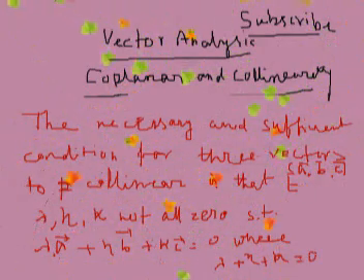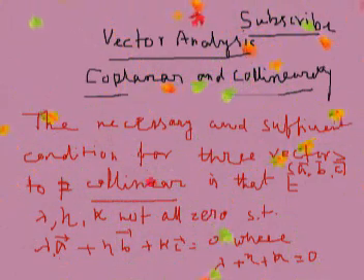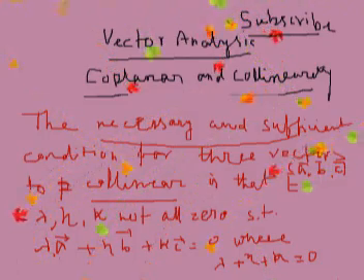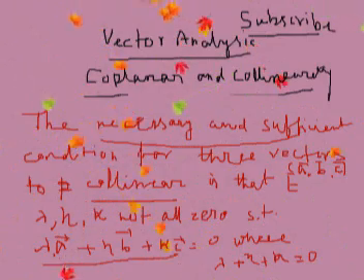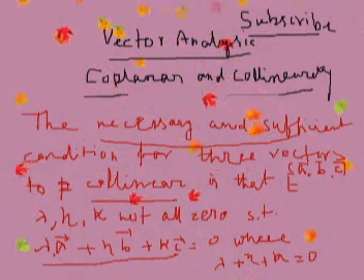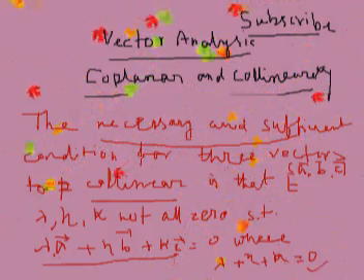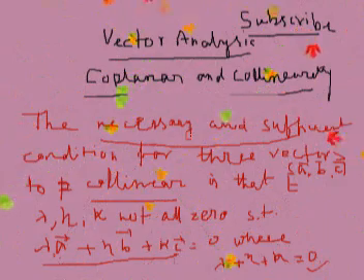So, for three vectors to be collinear, the necessary and sufficient condition is that the three vectors can be represented in this way, where lambda, kappa, and eta are any three scalars and their sum is equal to 0. It is very easy to prove. I am proving this. Let's see.